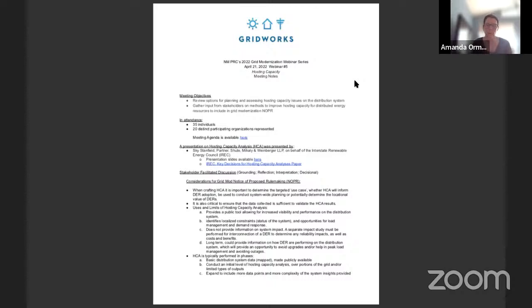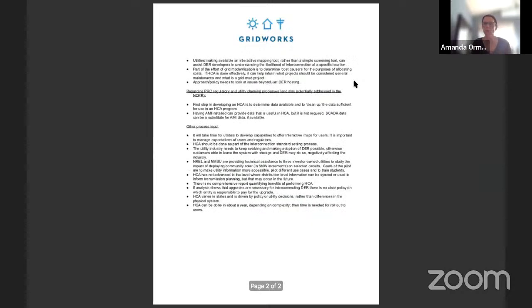We also heard from our speakers that HCA is done in phases, and it's important for people to understand that it takes time. First, you map the system. That's the first information that's made available to the public. Then you may target certain areas to do analysis, and then you may expand to be over the whole system.